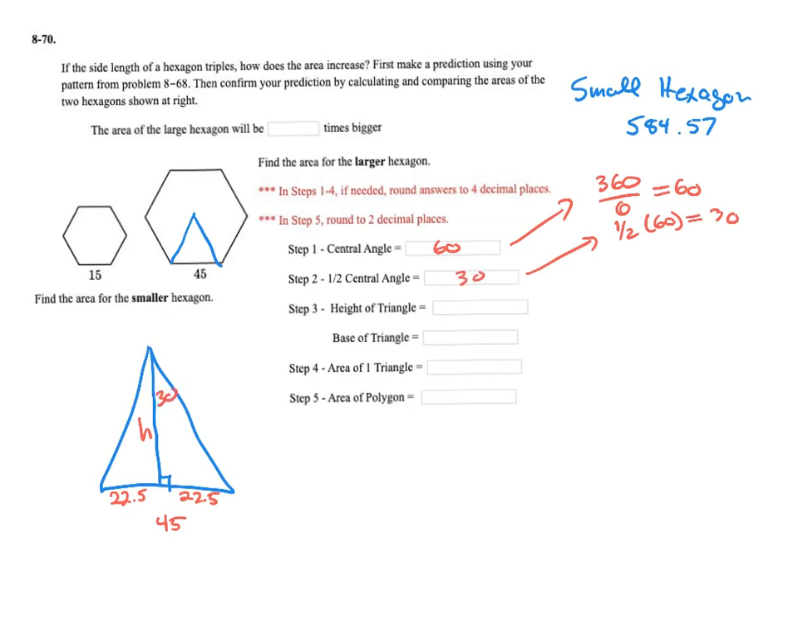To find the height, we're going to use tangent again. So we have the tangent of 30 is equal to the opposite side over the adjacent side. So height is going to equal 22.5 divided by the tangent of 30. When you round that to 4 decimal places, you end up with 38.9711.